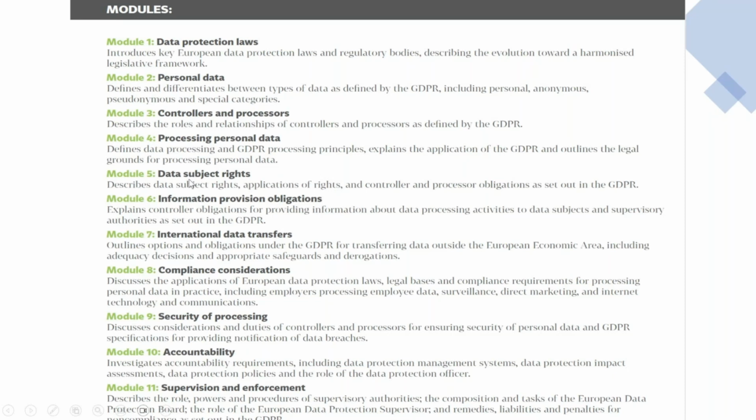So usually a lot of questions can be created in terms of how the data subject rights are applicable and not applicable based on the lawful basis. So again, that's a very important topic from the examination perspective.